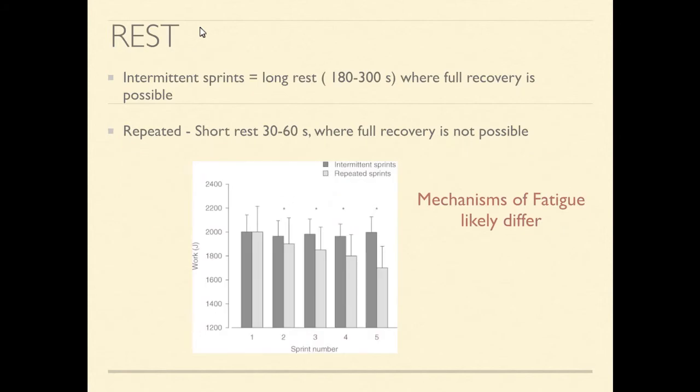So I want to differentiate this. Intermittent sprints, you might have 180 to 300 seconds where full recovery is possible. But with the repeated sprint ability, you may only have 60 seconds, right? So if you look here, intermittent sprints are the dark gray, repeated sprints are the light gray. When you have longer rest periods, you can maintain work. But with repeated sprints, short rests, your performance goes down.